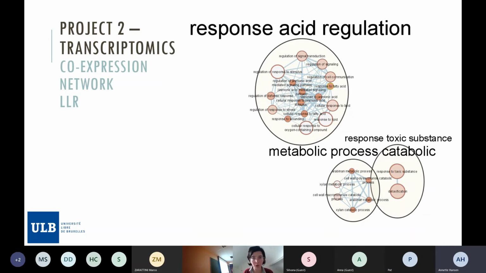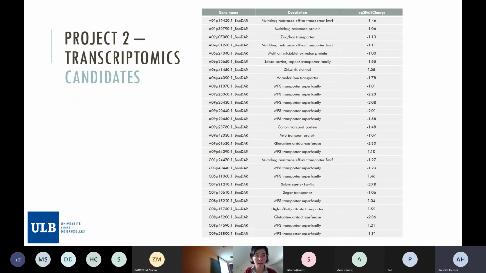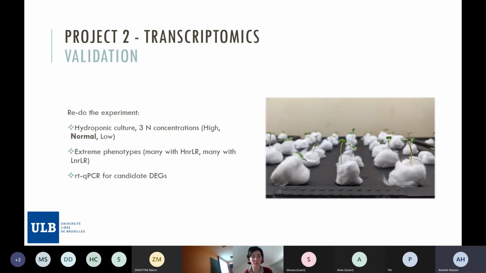phenotype. I'm not going into the details of this because it's still very new, so I'm still trying to figure out the meaning of this. But the idea is, in the end, to have some candidates. I would like to add some to this list to validate by qRT-PCR. So here we have a lot of transporters, some related to nitrate, and so the idea is to validate them. I'm actually growing more plants to redo the experiment and to validate these genes.